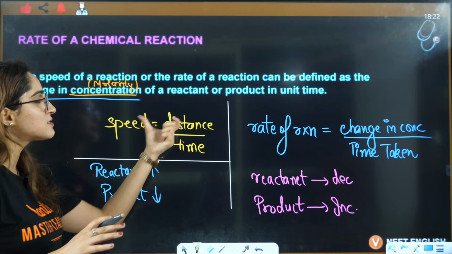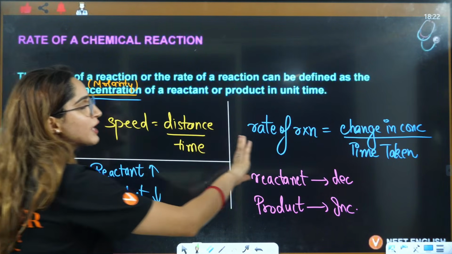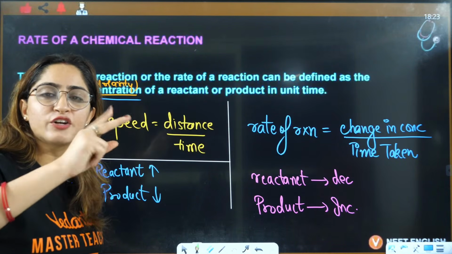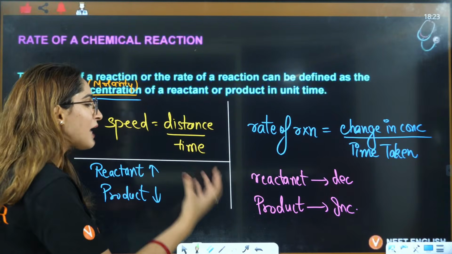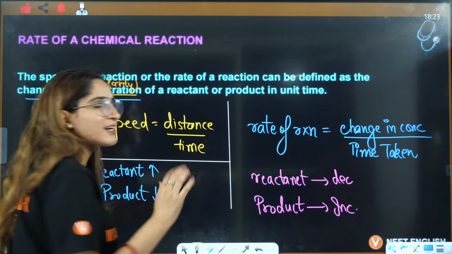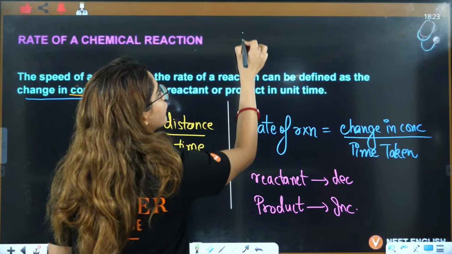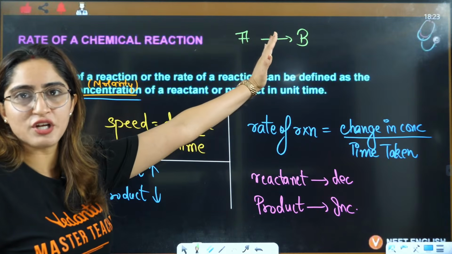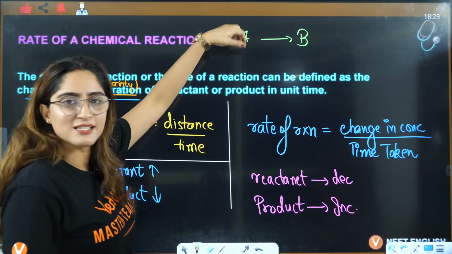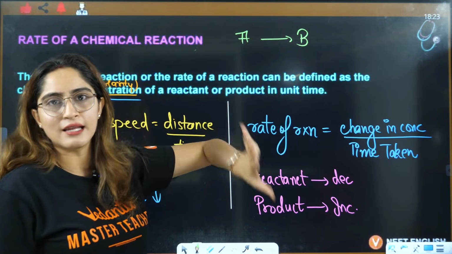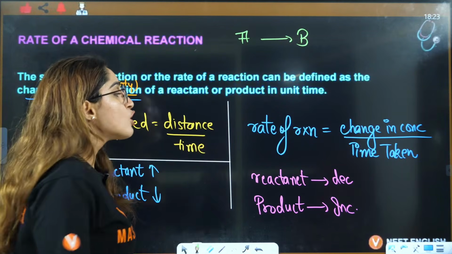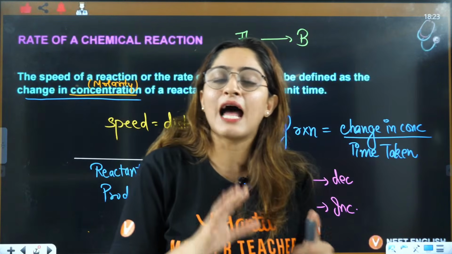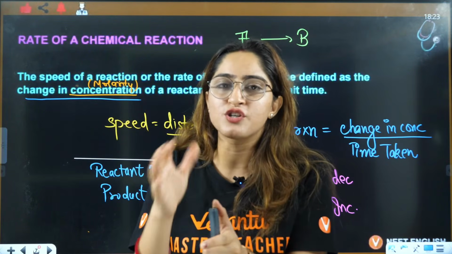Now, speed is distance by time. Rate of reaction is change in concentration by time taken. The concentration that is changed. We know that usually the reactant is decreasing. For example, I am going from A to B. When I am moving in this direction, the reactant is decreasing and the product is increasing. That is what is happening, right? So the rate is defined as the change in concentration of reactant or products divided by time.